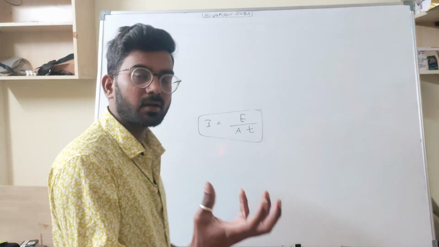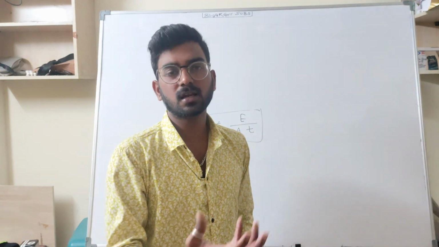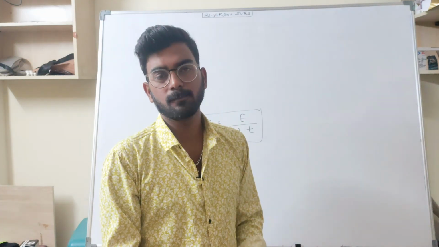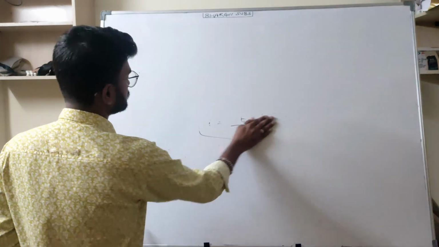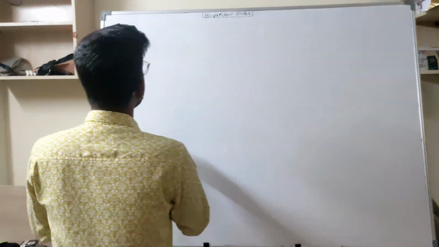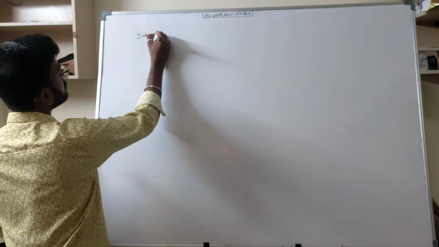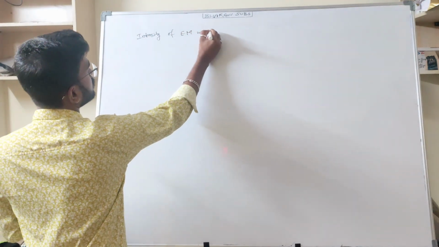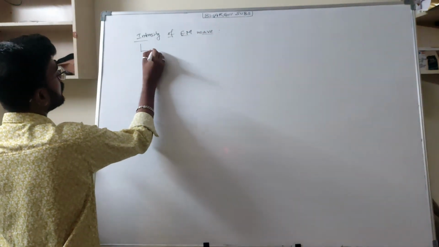So EM wave has both electric and magnetic field. Correct, EM wave is due to both electric and magnetic field. So how much intensity is traveling through 1 unit area, right? Let us calculate that. So what is the question? Intensity of electromagnetic wave. So electromagnetic wave, what is intensity?